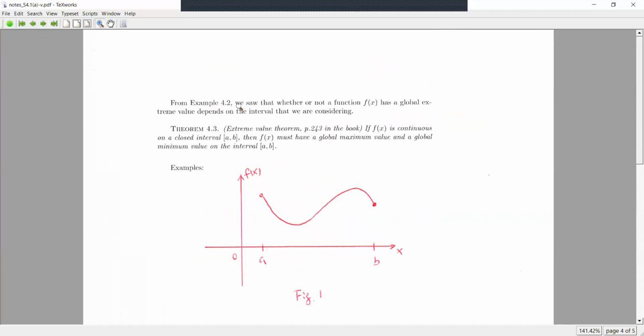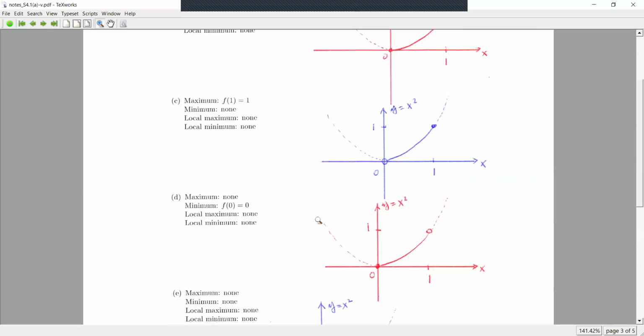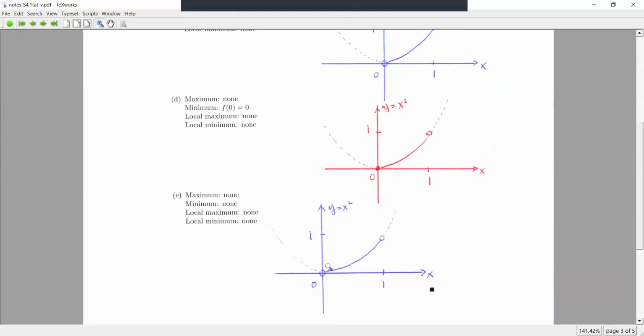From example number 2, we saw that whether or not a function has a global maximum value and a global minimum value actually depends on the interval that we are considering. The same problem, but we consider the interval 0 to 1, excluding 0, excluding 1, then no global maximum, no global minimum.